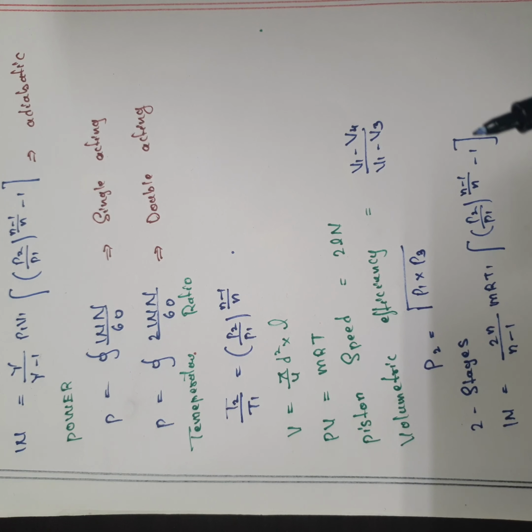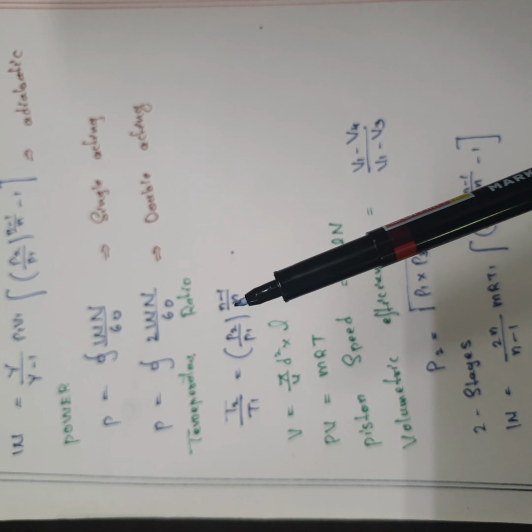So these are some of the formulas very useful for solving reciprocating compressor problems. Whenever a reciprocating compressor is given, you have to go through all these formulas. If you remember these formulas, you can easily solve any type of problem. For work done, different processes have different formulas. Power for single acting and power for double acting are given, and the temperature ratio is T2 by T1 is equal to P2 by P1 to the power of n minus 1 by n.